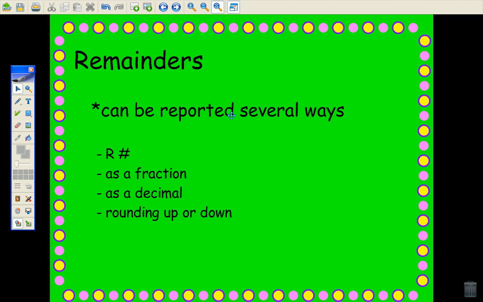Remainders, once again, can be reported several ways. Your way you're used to is just saying R and then whatever the number is. I showed you how to do it as a fraction, and we're practicing that. As a decimal, we'll be doing some practice with that, rounding up or down. It all depends on the situation of the problem and deciding which is the best way to do it, the most reasonable way.